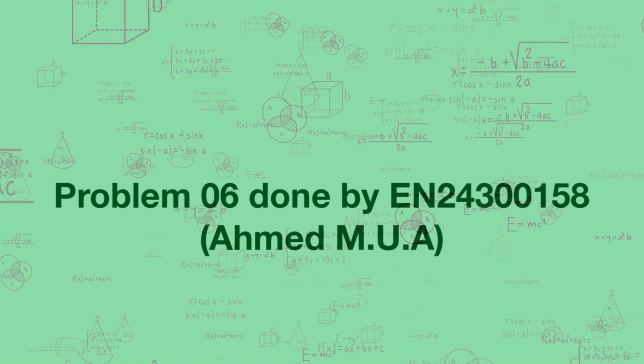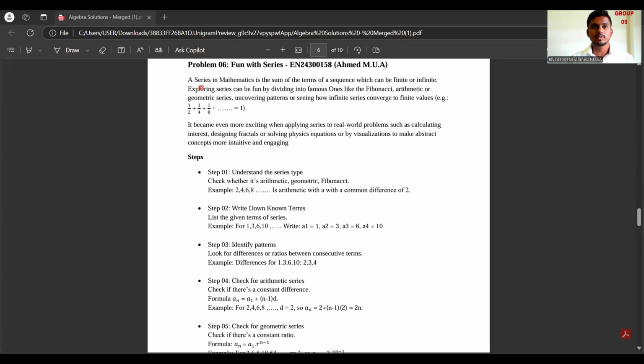Thank you. A series is simply the sum of the terms of a sequence, which can be finite or infinite. Think of famous examples like the Fibonacci series or simple arithmetic and geometric series. For instance, 2 plus 4 plus 6 plus 8 is an arithmetic series with a common difference of 2.